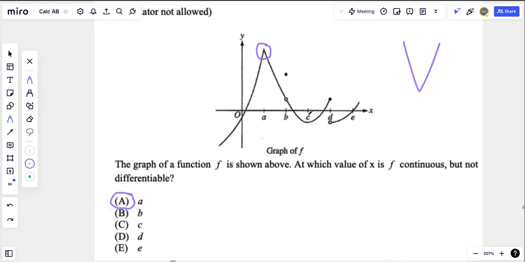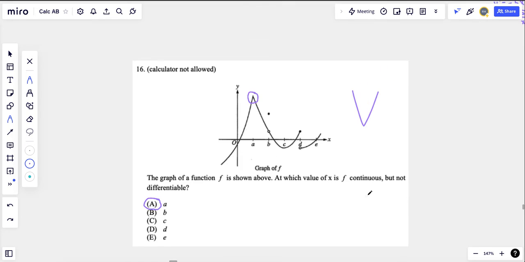Point C, this is continuous and differentiable because it's smooth and continuous. Point D, this is a jump discontinuity. It's not continuous at all. And then point E, it's smooth and continuous and differentiable, so it doesn't meet these conditions, so the answer is A.